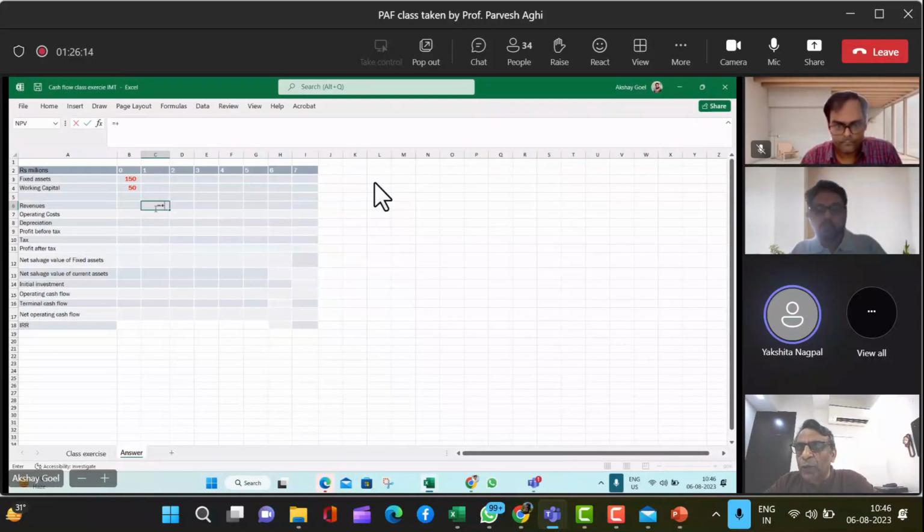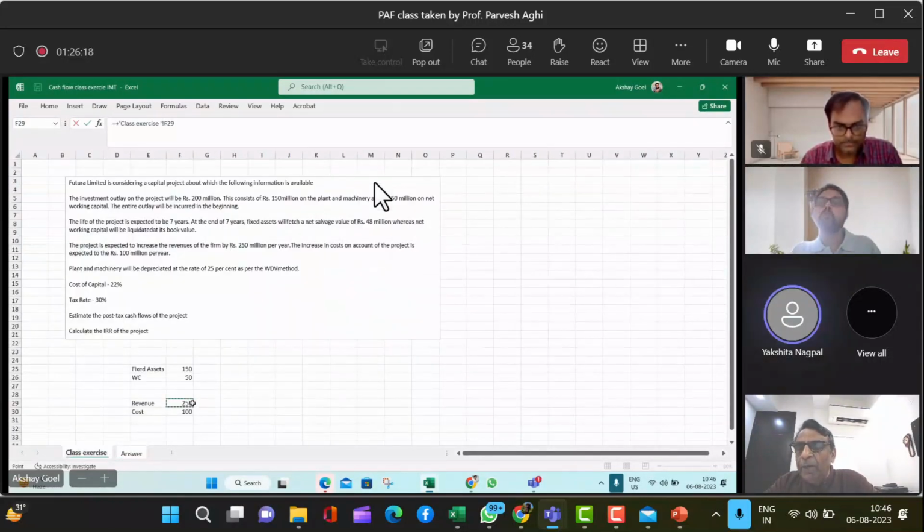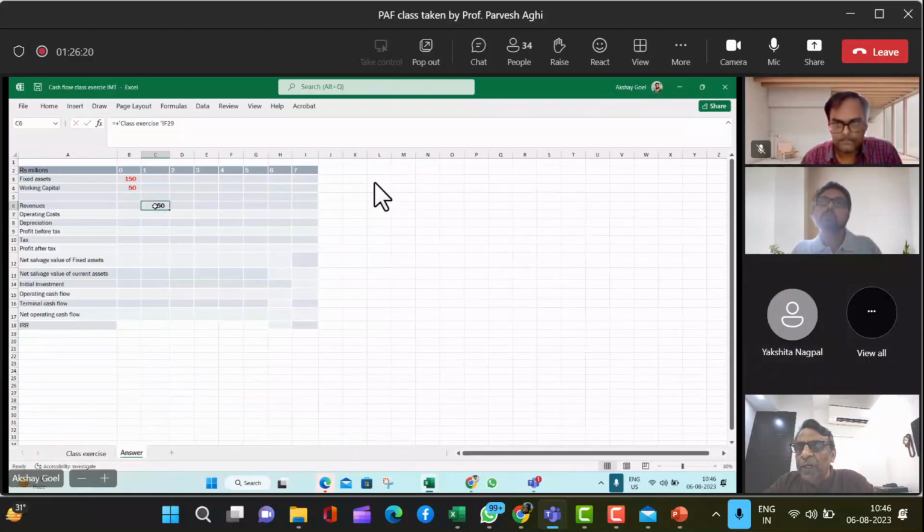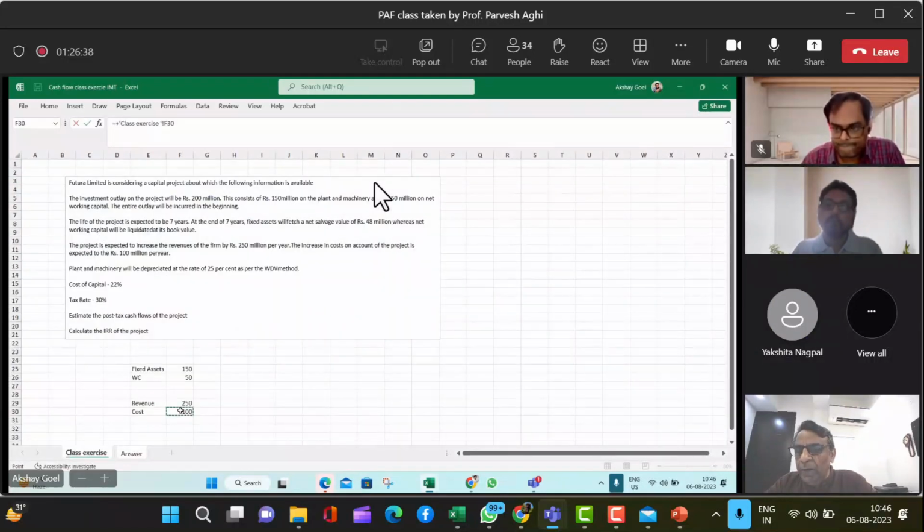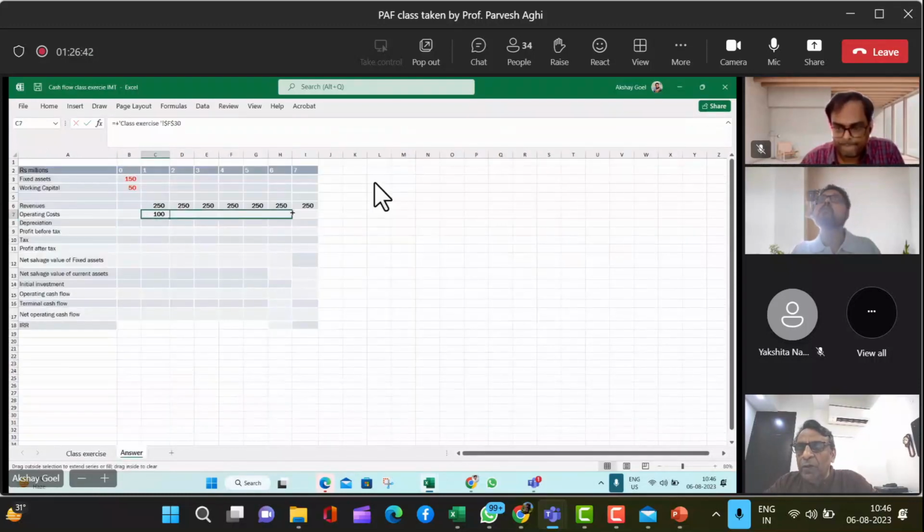Okay. So go to class exercise, per year. If you do 250 per year, then the second year also it will be 250. Just put the dollar sign and copy paste. So it is 7 years, isn't it? What will be the operating cost, Yakshita? You just link with this and make a dollar sign because it is remaining the same. And we'll do copy paste.